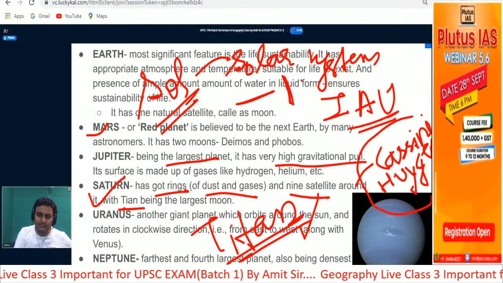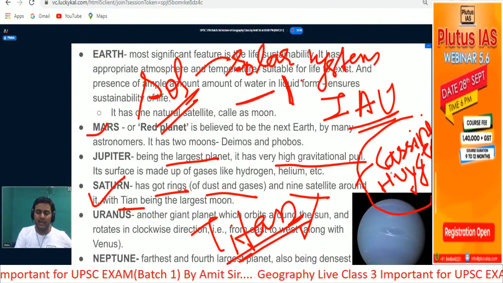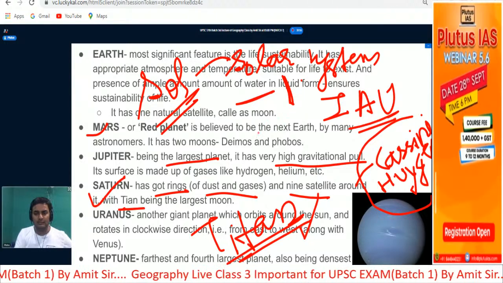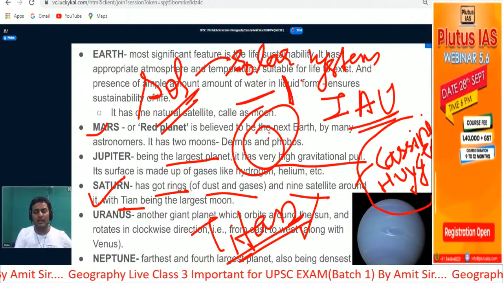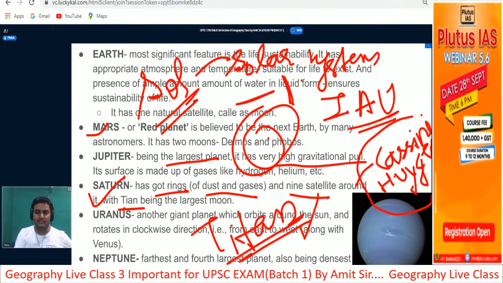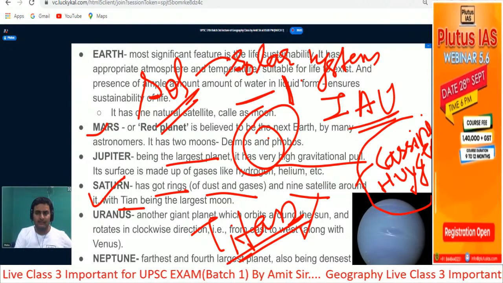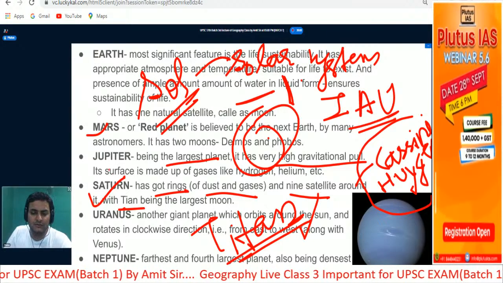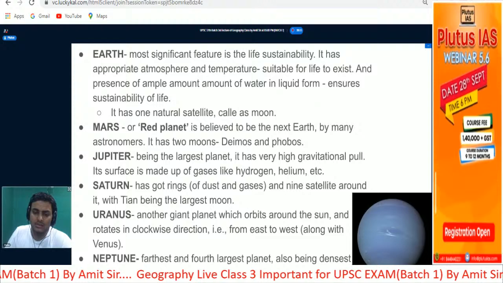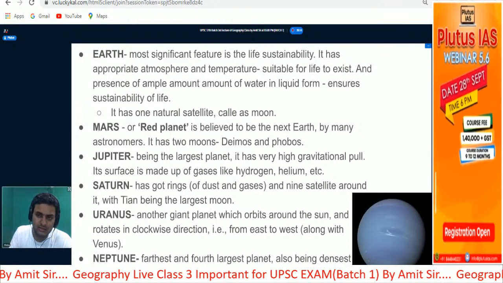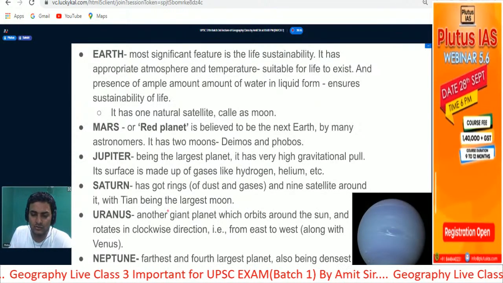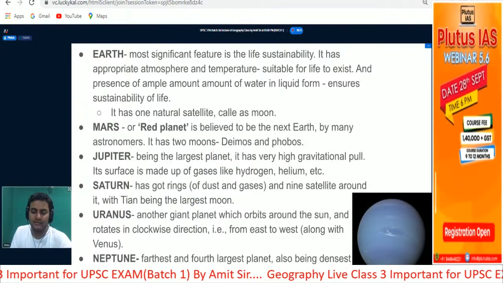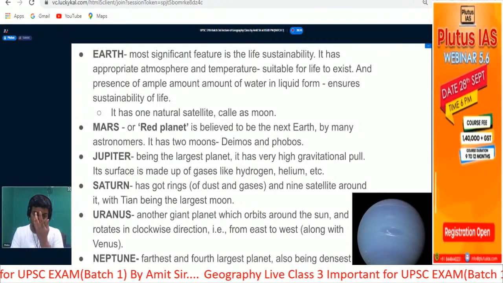Cassini-Huygens is important. This Cassini-Huygens was a mission to study the rings of Saturn, which are largely made up of dust, gas and ice crystals. Saturn is also a giant planet, having the second highest density after Jupiter. Then the third giant planet is Uranus. So this mission to Saturn was by NASA? Yes, Cassini-Huygens was by NASA.